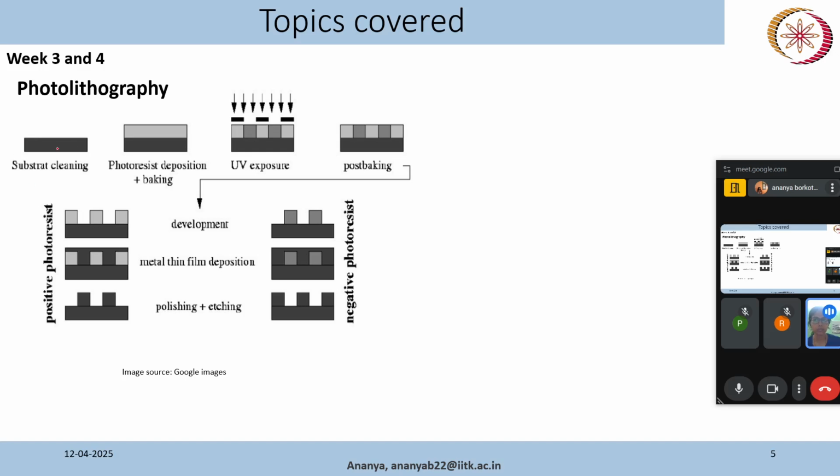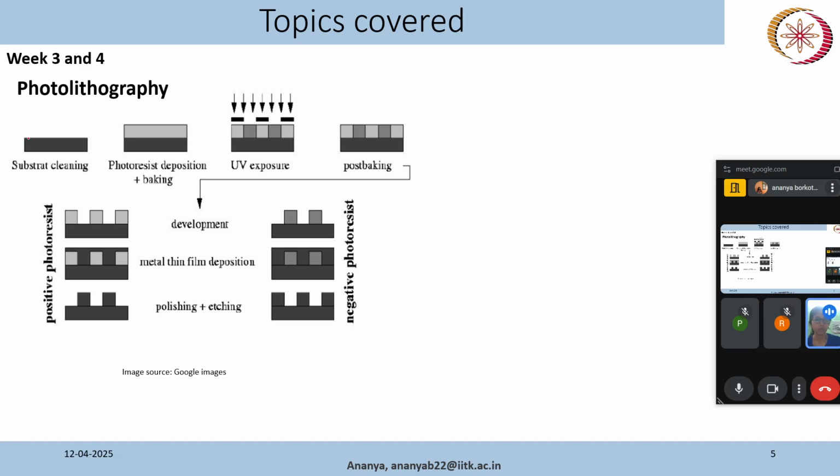So we will start with a clean substrate, because if our substrate is not clean, our photoresist coating will not be uniform. There will be dust particles, there will be an uneven layer of photoresist, and our exposure will not be proper, our contact with the mask will not be proper. So it is very important.